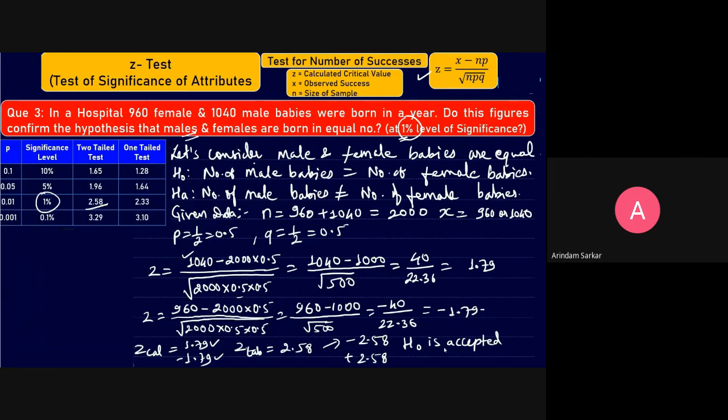Similarly for the next one also. So in a hospital, there are 960 female and 1040 male babies born in a year. Do these figures confirm the hypothesis test? So look at here, whatever the calculation we are doing, whatever the formula I have told you, using this formula, the function is written in this Python library, right? So what we need to give, look at here.